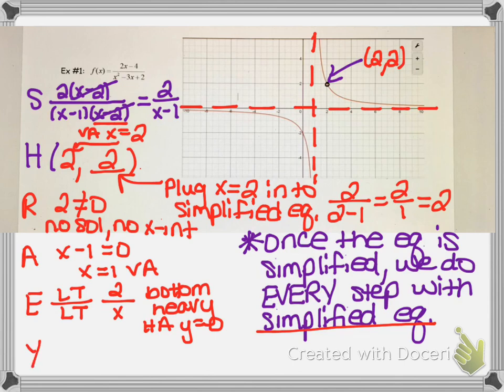And last but not least, the y-intercept. So once again, I'm going to plug 0 in for x, just like I did the y-intercept in every unit. But remember that I'm going to plug it into the simplified equation. So I plug 0 in for x into the simplified equation, and so I get 2 over negative 1, and so my y-intercept is negative 2. And I can see that on my graph as well.